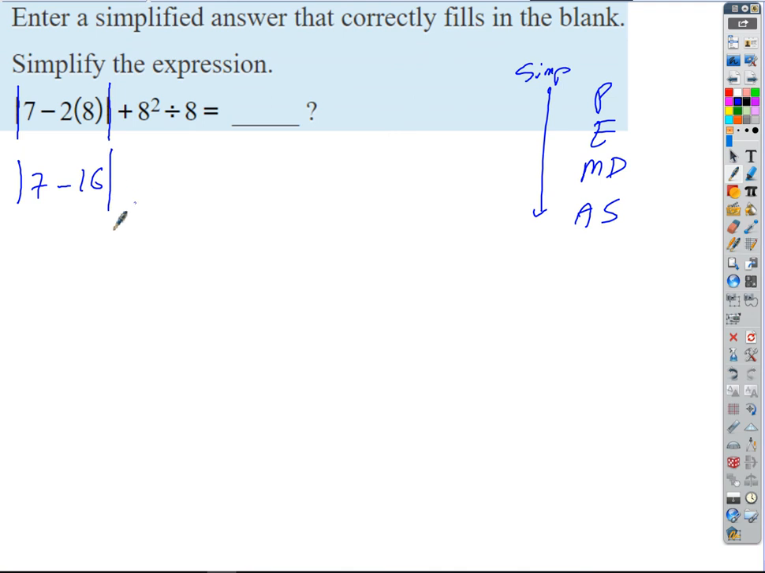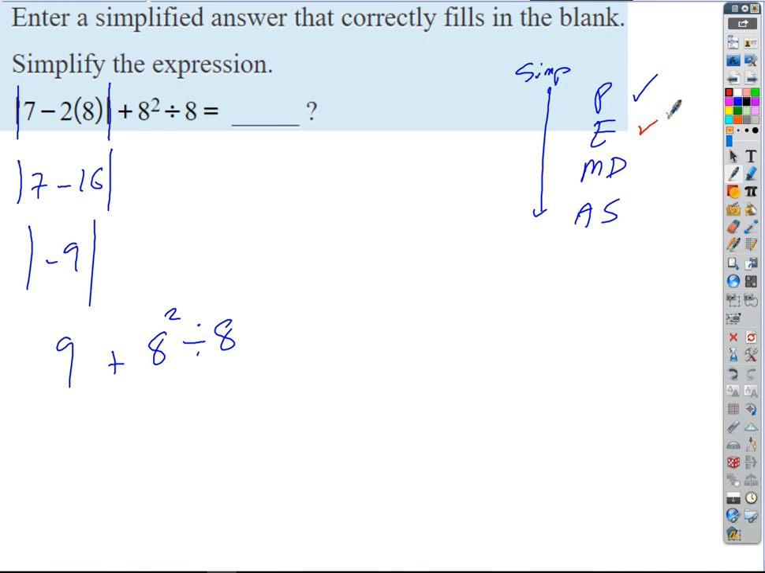What's 7 minus 16? Negative 9, so I got the absolute value of negative 9, which is 9. Okay, and then all this other stuff we just bring straight down. So plus 8 squared divided by 8. Okay, so we got rid of parentheses. What's next?